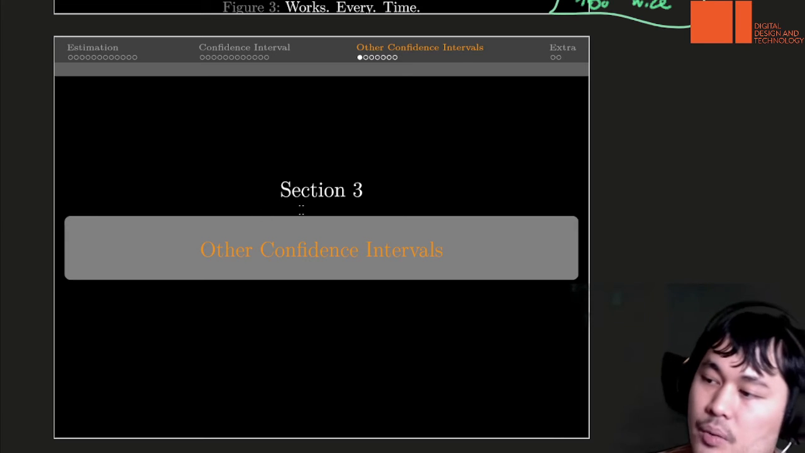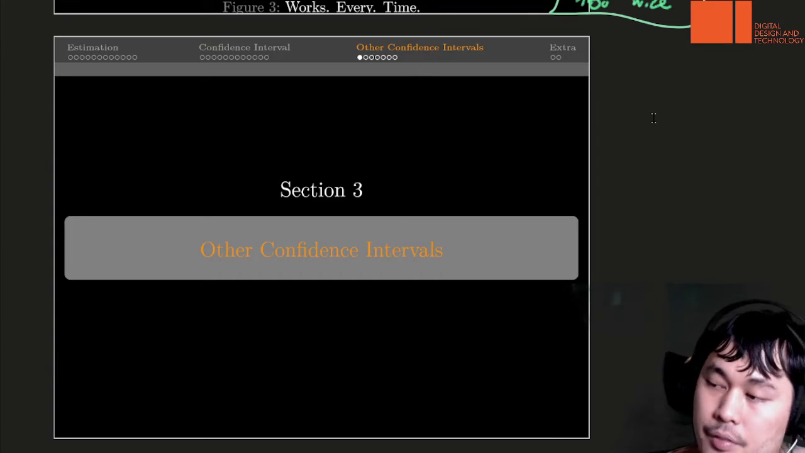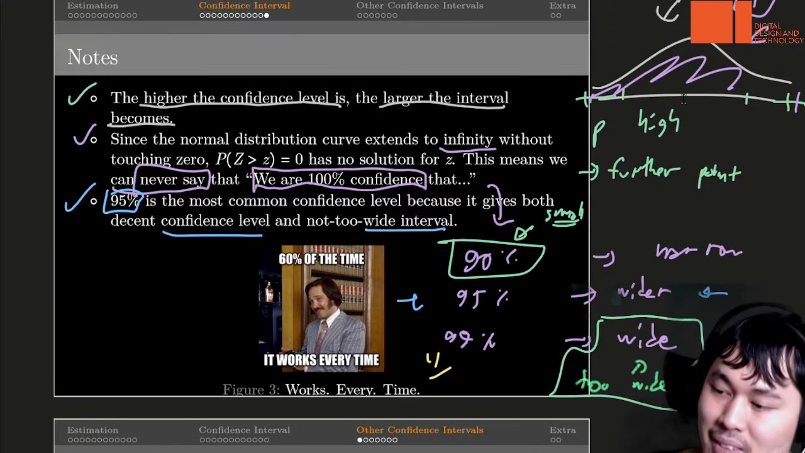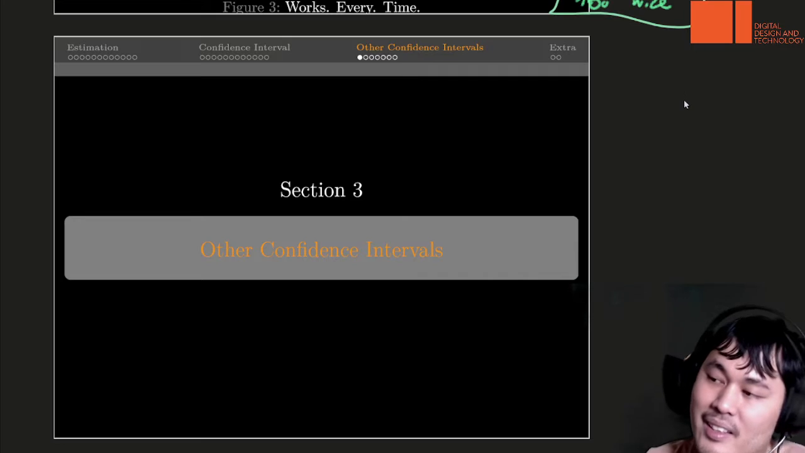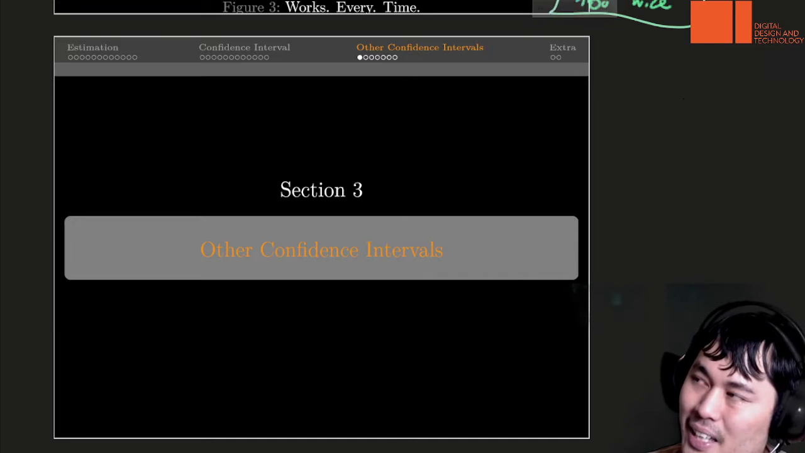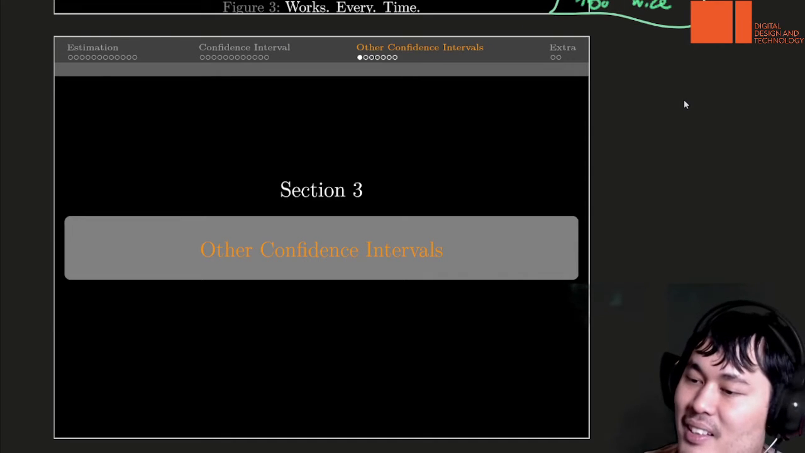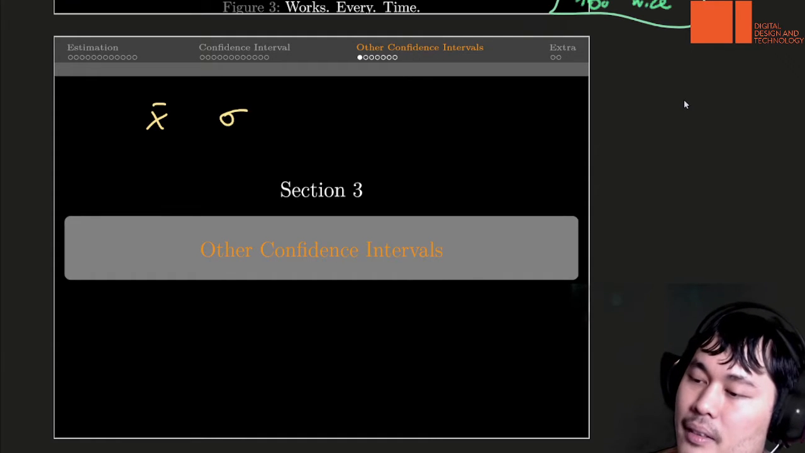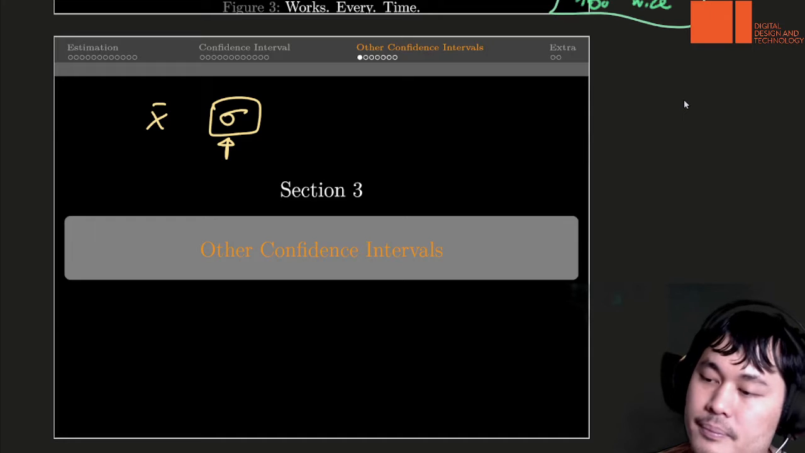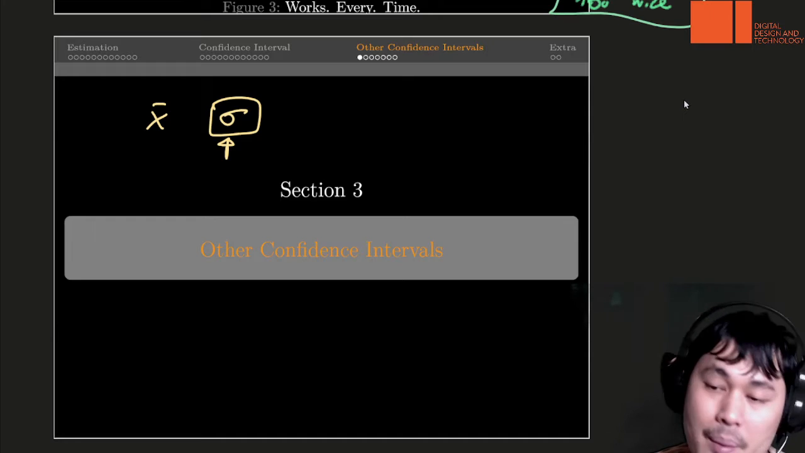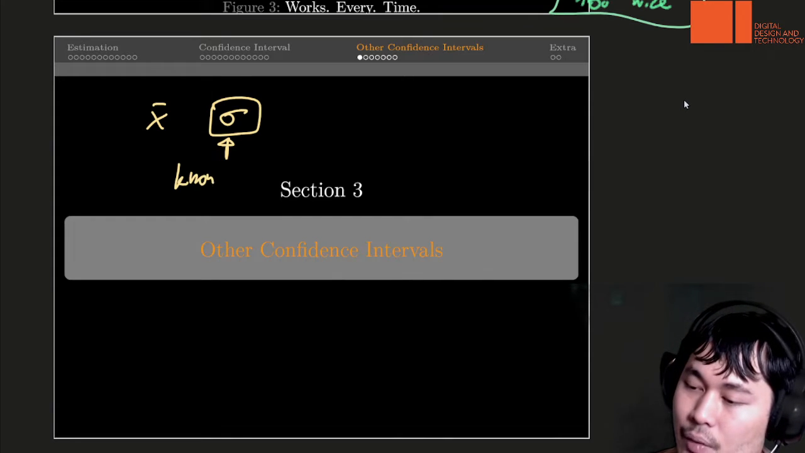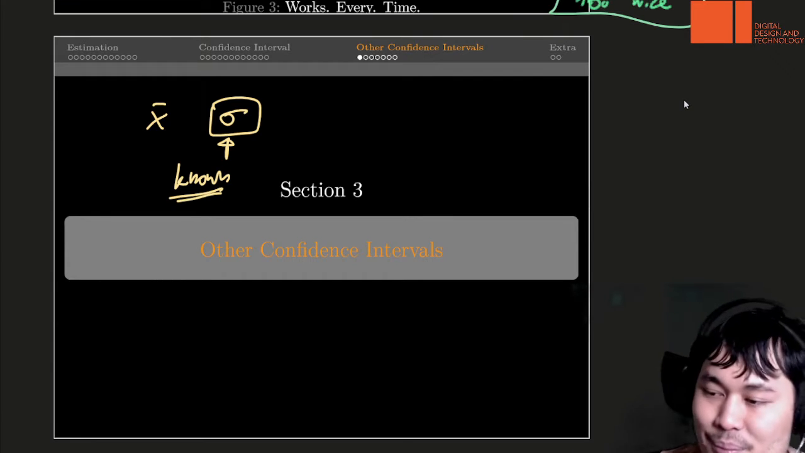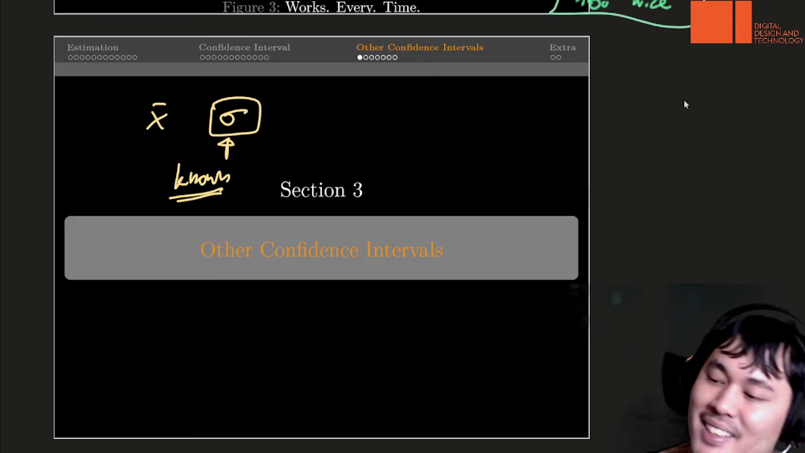Lastly, in section 3, we talk about other kinds of confidence intervals. Because if you go back to the previous section, you see that there are several requirements for the interval. First, we get x bar from the sample. Another requirement is that the standard deviation must be known by some sources, maybe by magic, right?